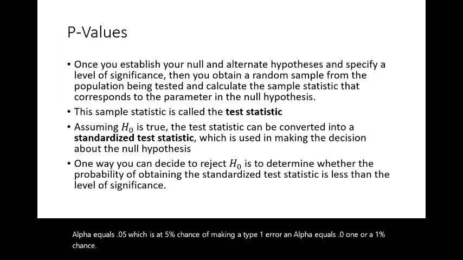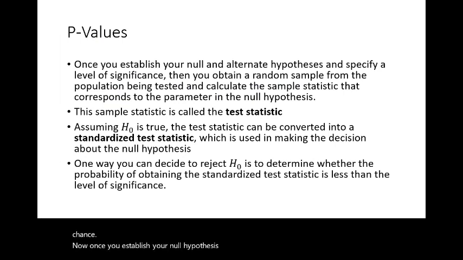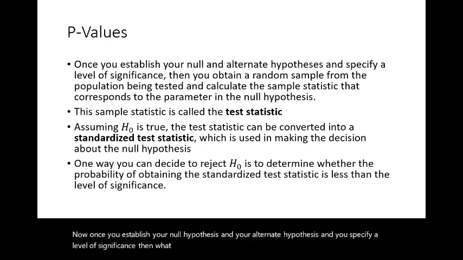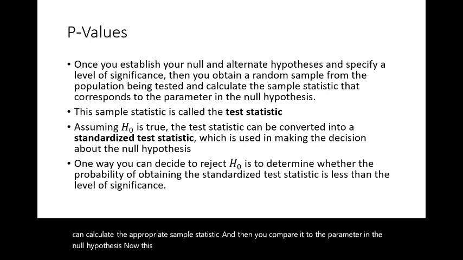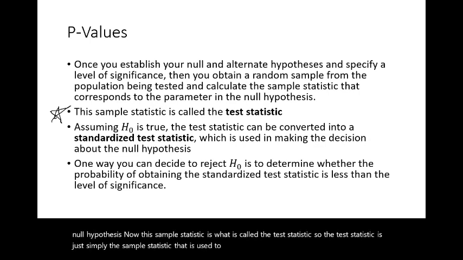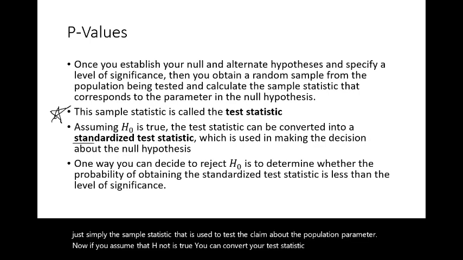Now, once you establish your null hypothesis and your alternate hypothesis, and you specify a level of significance, then what happens is you take a random sample from the population, you calculate the appropriate sample statistic, and then you compare it to the parameter in the null hypothesis. Now, this sample statistic is what is called the test statistic. So the test statistic is just simply the sample statistic that is used to test the claim about the population parameter.